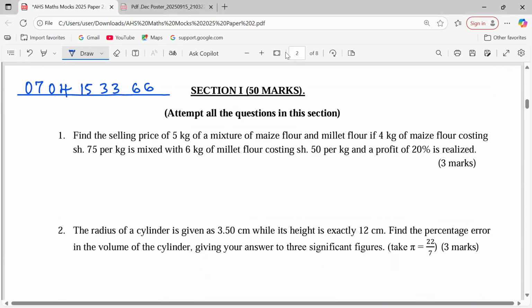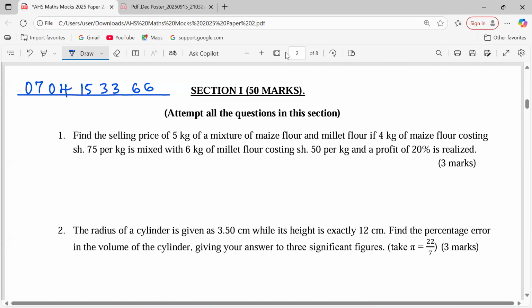Number 1, find the selling price of 5 kilograms of a mixture of maize flour and millet flour if 4 kilograms of maize flour costing 75 shillings per kilogram is mixed with 6 kilograms of millet flour costing 50 per kilogram and a profit of 20% is realized. This is a very serious setting. I want us to just analyze it stepwise.